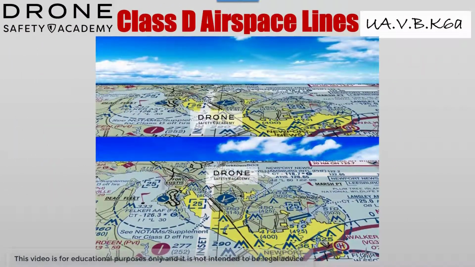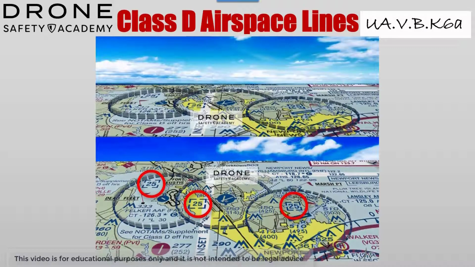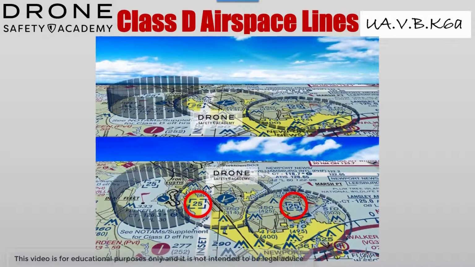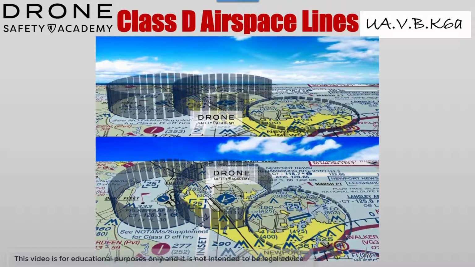All right, in this next example, we have 3 Class D overlapping airspaces, starting from the surface, extending all the way up to 2,500 feet MSL.